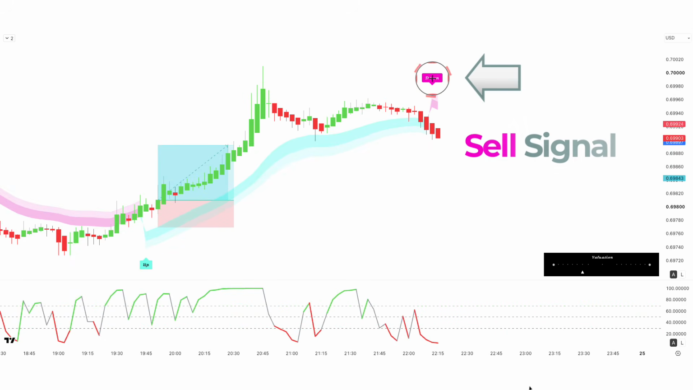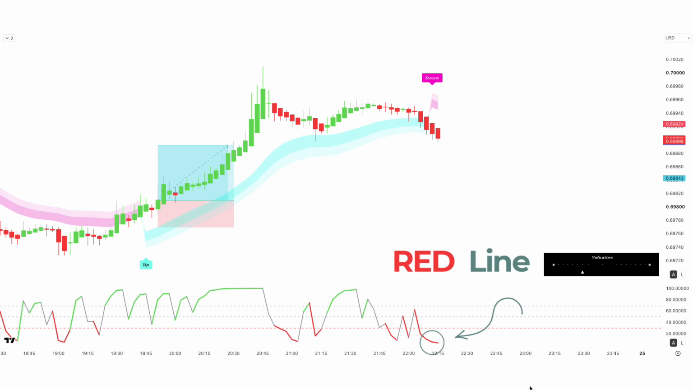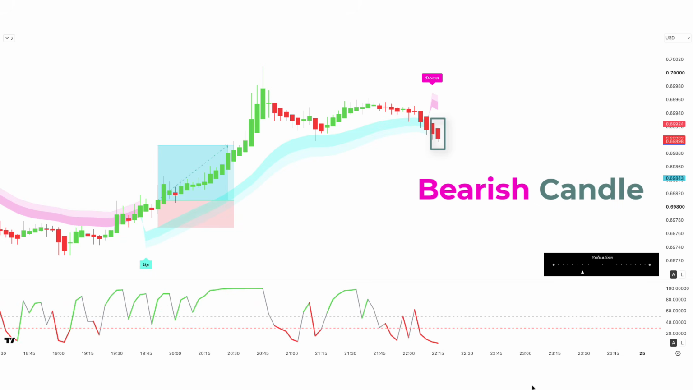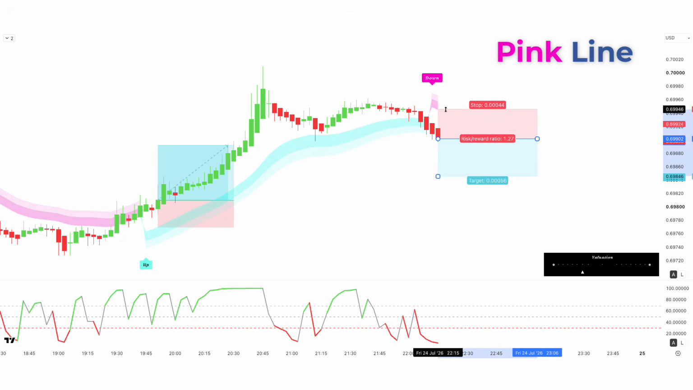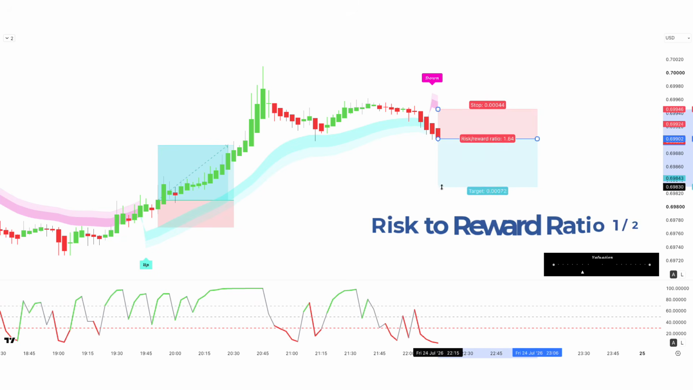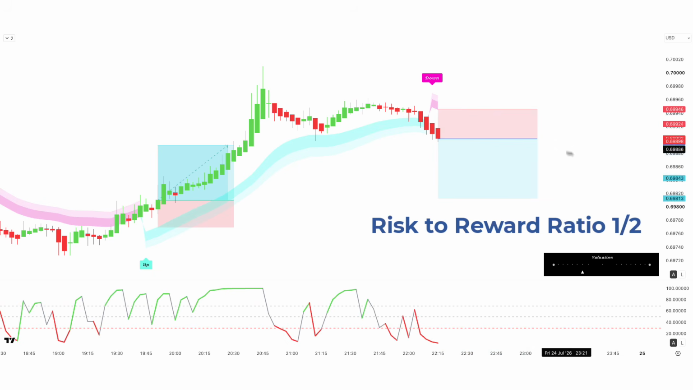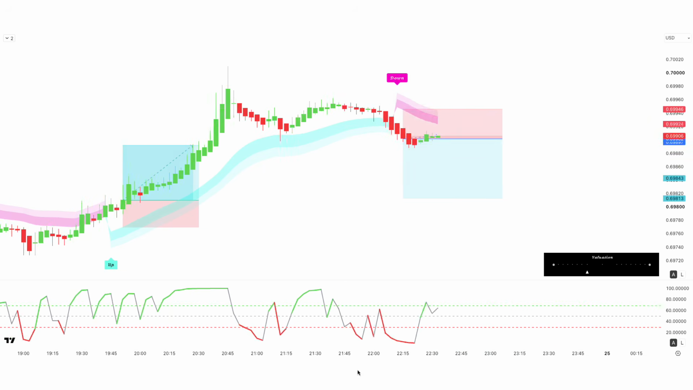Here the Uptrick Adaptive Trend Trail label down is a sell signal. Here the red line of Divergence Hunter is below the zero line. Here the market has made a bearish candle to give confirmation. So all our conditions are being fulfilled, so we are placing an order to sell. Our stop loss is to be placed at the pink color area, and the risk to reward ratio will be 1:2. Let's see what happens to our trade.